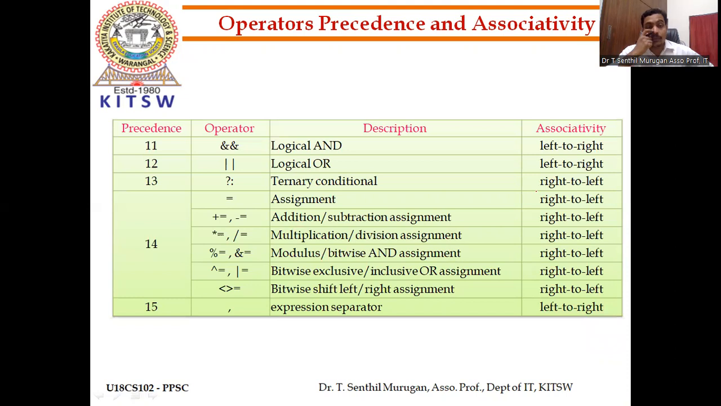Finally, the remaining operators come here: logical AND, logical OR, and the ternary conditional operator. The next precedence is 14, used for all the assignment operators. The last precedence is comma, which is used as an expression separator. The assignment operators and ternary operator are evaluated from right to left, and all the remaining ones are left to right. So these are the precedence and associativity rules.